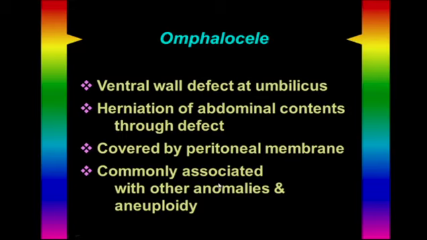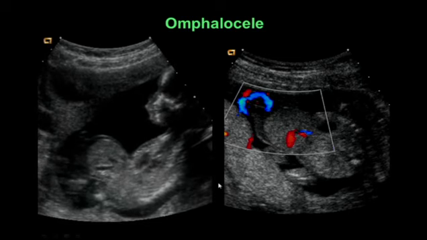One of the important things to remember is that omphaloceles are commonly associated with other anomalies and with aneuploidy. So a very careful fetal survey is warranted when an omphalocele is diagnosed, and counseling for karyotype assessment of the fetus is also important. Here is a sagittal view of a fetus with a large omphalocele.